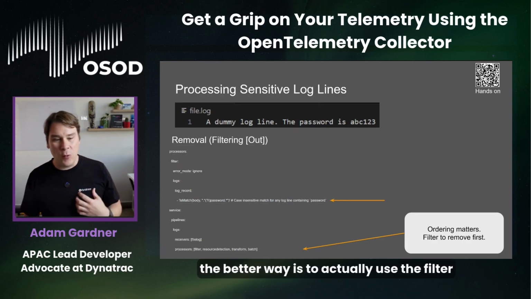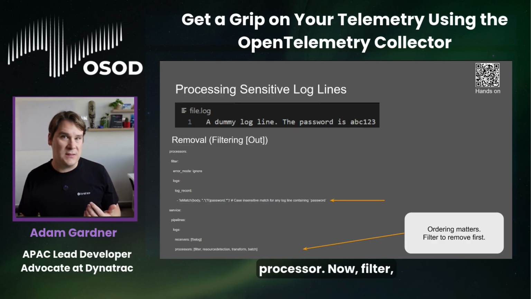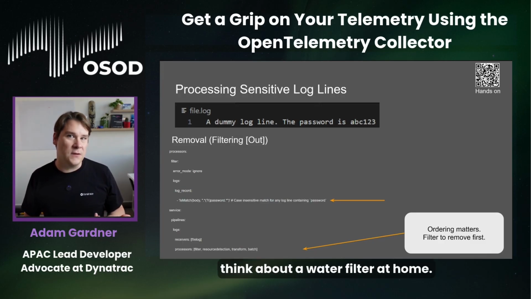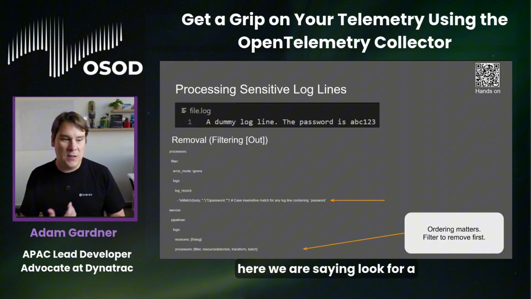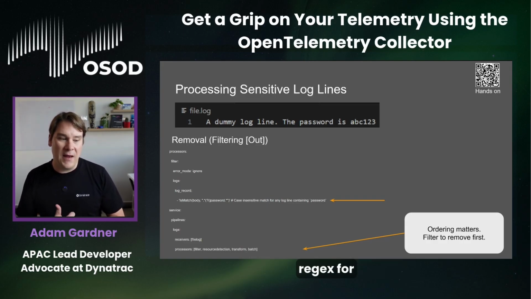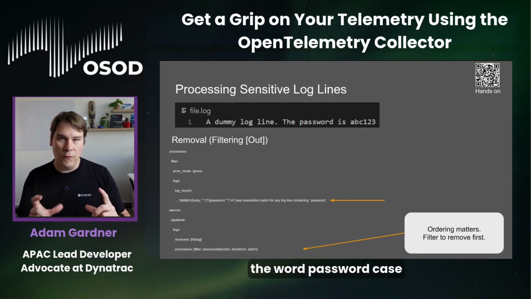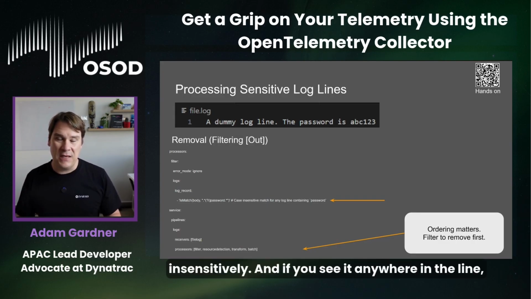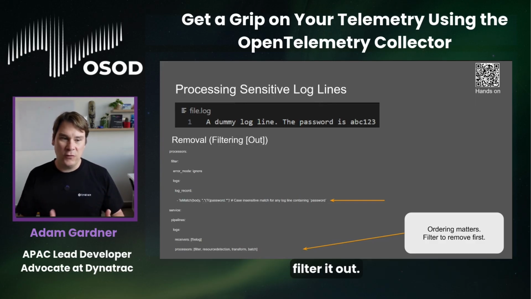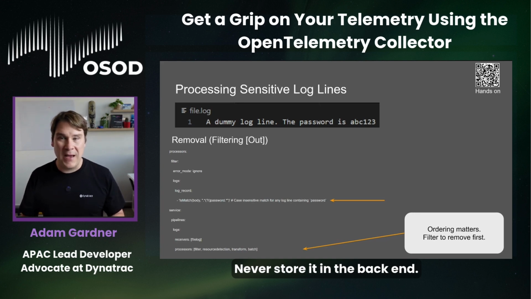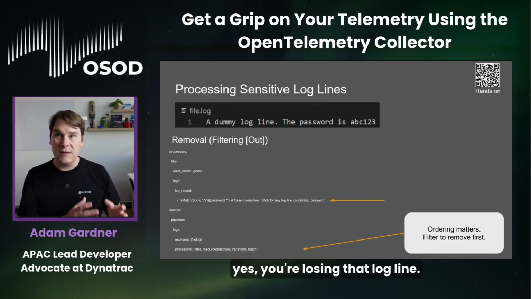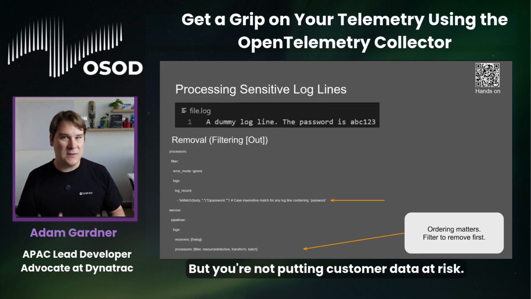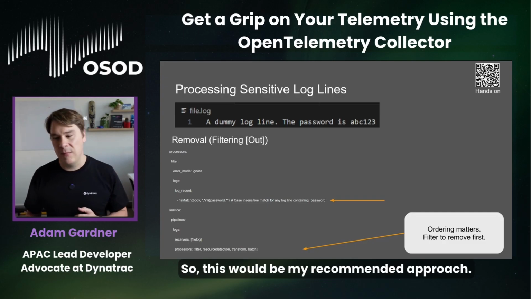In my opinion, the better way is to actually use the filter processor. Now, filter, think about a water filter at home. When you put the water filter in that jug, it filters out impurities. So here we are saying, look for a regex for the word password case insensitively. And if you see it anywhere in the line, filter it out. Just completely drop that log line. Never store it in the back end. And for me, that's a better solution because yes, you're losing that log line, but you're not putting customer data at risk. So this would be my recommended approach.